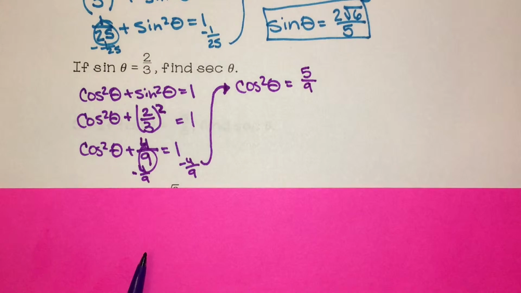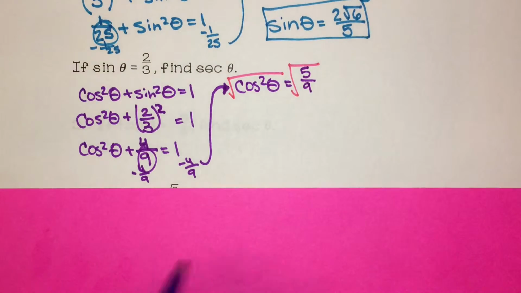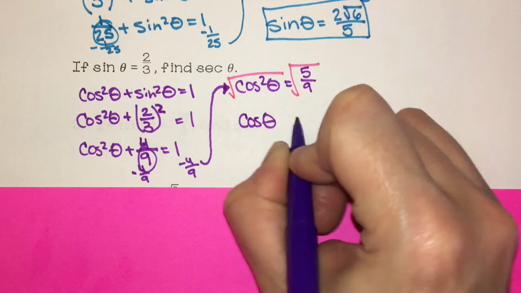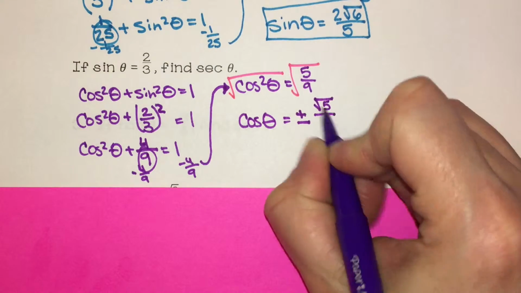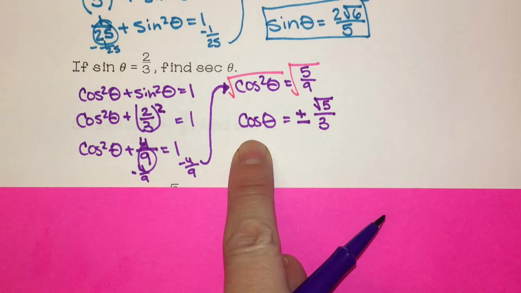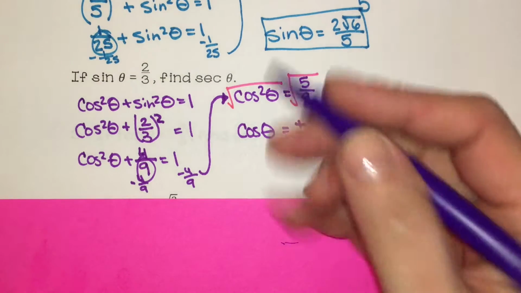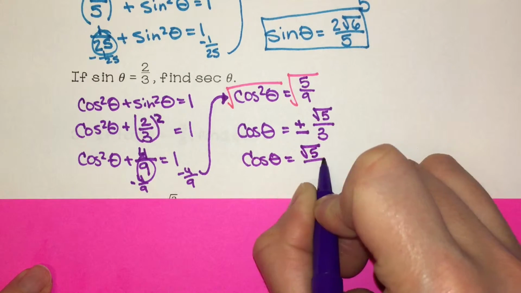Okay. Here I have to take the square root of both sides because I have to undo that square. Square root of cosine squared theta is cosine theta is equal to plus or minus square root of 5 over the square root of 9 is 3. Okay, so I know at this point, because I'm in that first quadrant, I know that cosine is positive because my x value is positive. So I'm going to rewrite this as cosine theta equals positive square root of 5 over 3.